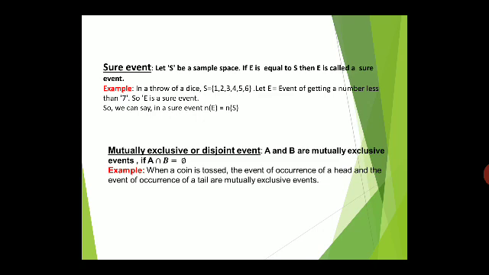Then we'll come to know about mutually exclusive or disjoint events. Events A and B are mutually exclusive events if their intersection is a null set. Example, when a coin is tossed, the event of occurrence of a head and the event of occurrence of a tail, they are mutually exclusive events.